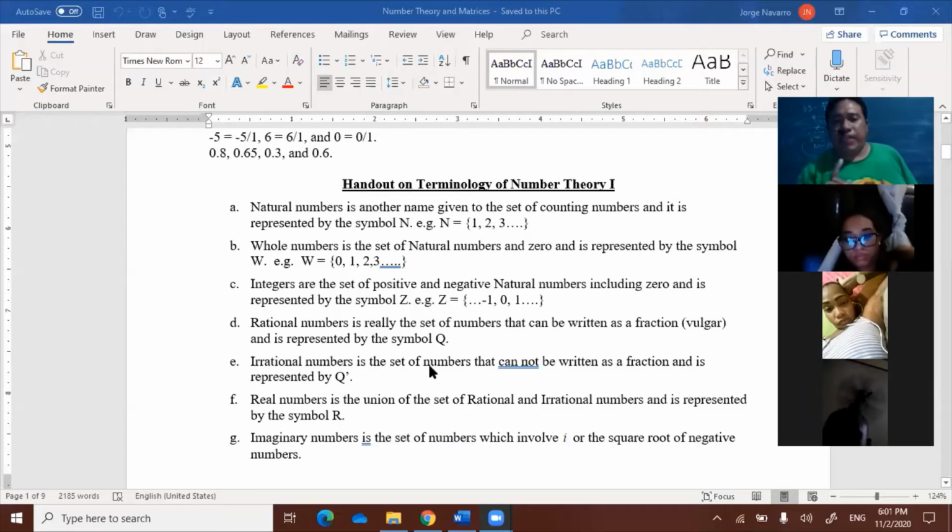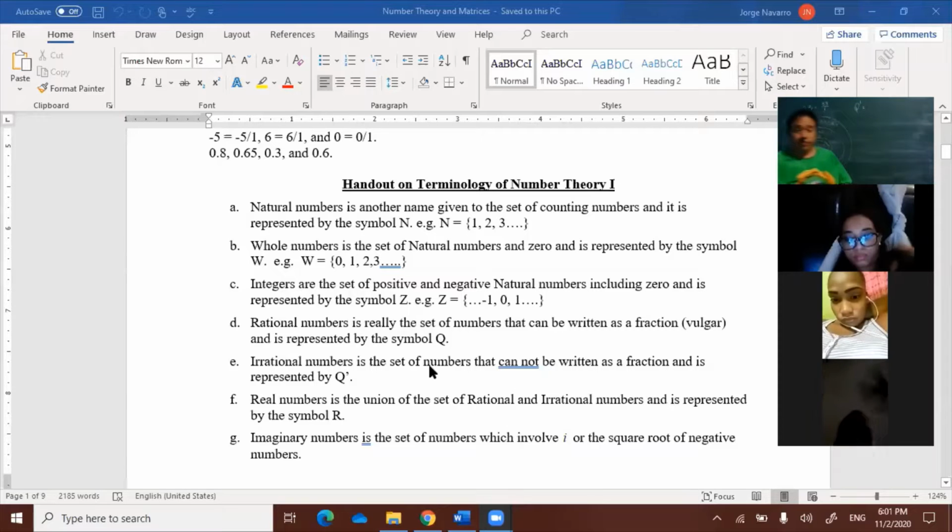is called an irrational number. Okay? Irrational numbers. And irrational numbers is a set of numbers that cannot be written as a fraction, right? And is represented by Q prime, all right?